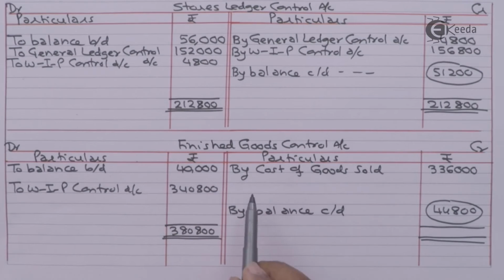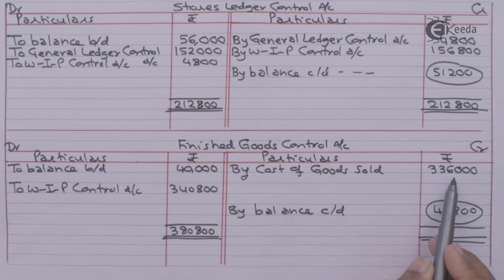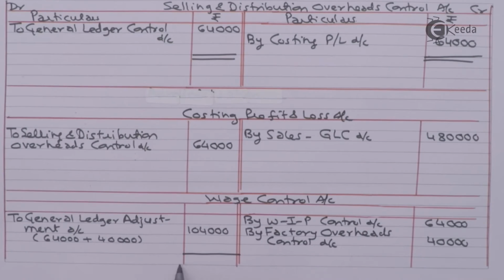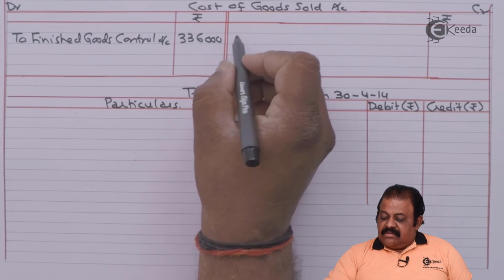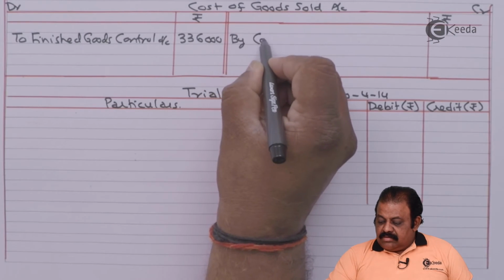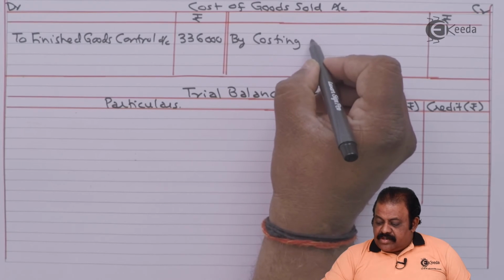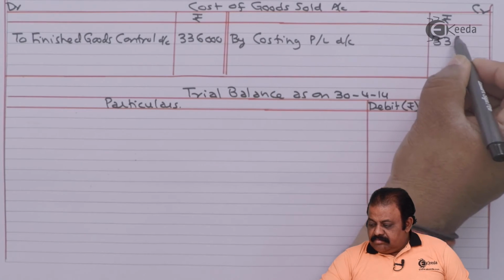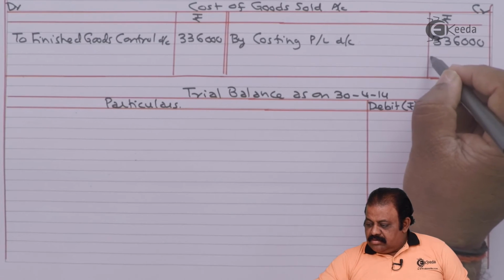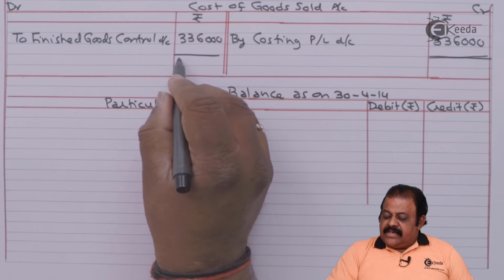In finished goods control account, we are crediting cost of goods sold 3,36,000 and we are getting closing stock 44,800. This 44,800 will be transferred to trial balance. Wage control account is tallied. Balance is 1,04,000. Cost of goods sold debit 3,36,000. Credit we are required to put costing profit and loss account 3,36,000. Thereby this account gets closed.